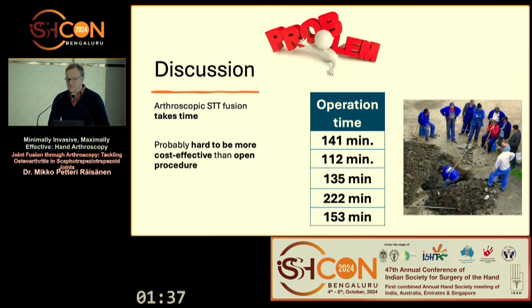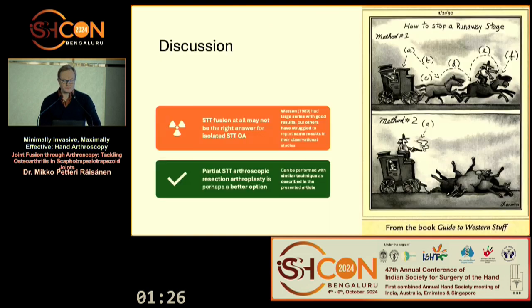Arthroscopic STT fusion takes time. For us, it took 2 hours at least, in many cases even 3 hours. And probably hard to be more cost effective than the open option. STT fusion at all may not be the right answer for isolated STT osteoarthritis. I'm not sure. Watson had good results, but then the others have struggled to show the same results after him. Partial STT arthroscopic resection might be the answer. I think it's easier, and I think the literature shows pretty good results with that. And that can be performed with a similar technique as described in this presentation and article.